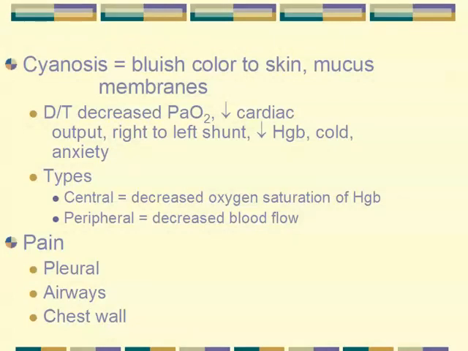There's pain associated with the respiratory system also, and it could be that you have someone who has pleural pain. Pleural pain is greater on inspiration with stretching of the respiratory mucosa and respiratory muscles, and it tends to be localized. If it's in the airways, it's due to infection and inflammation, and in the chest wall it's due to muscle or rib pain from either coughing or fractures.